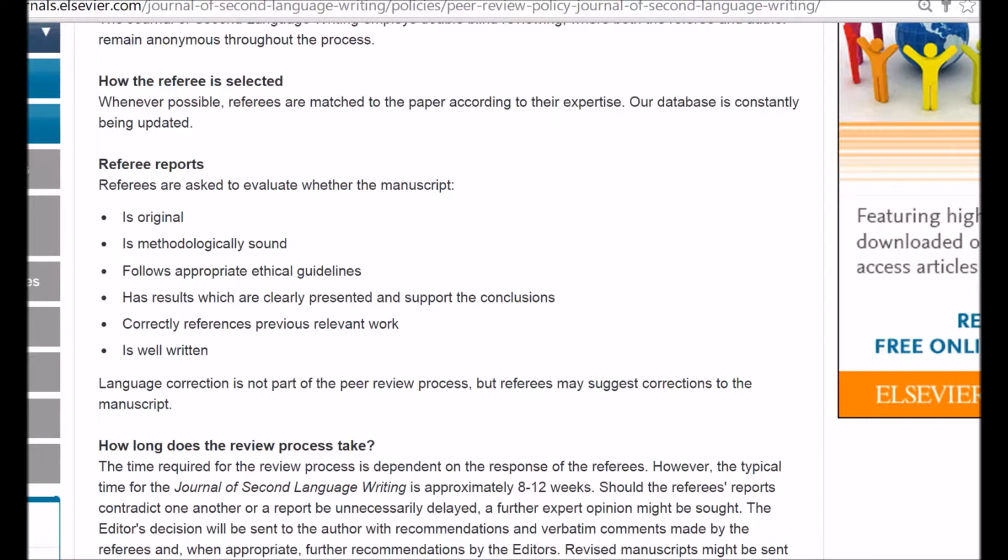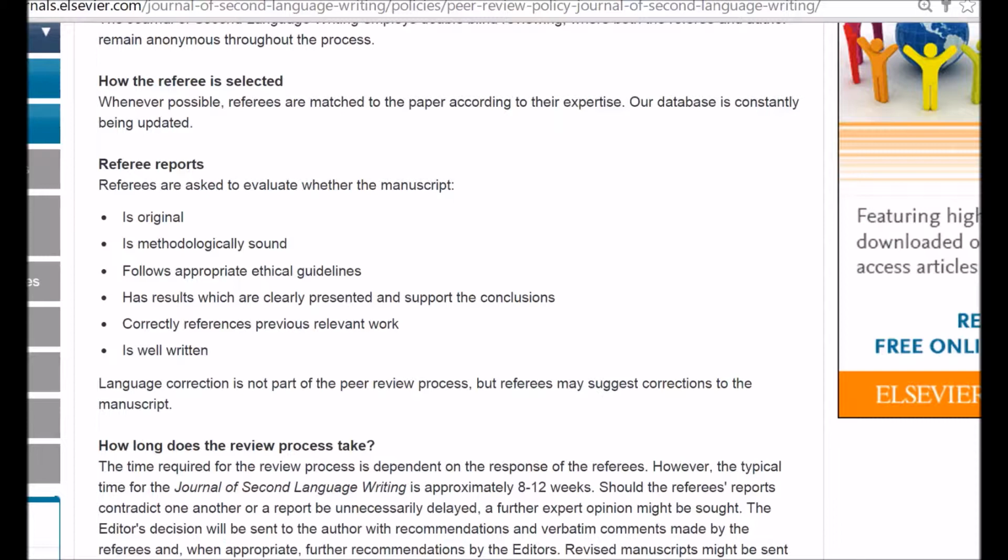Is it methodologically sound? It's kind of interesting, and I noticed some of the journals have special people in my field who do statistics, because we get a lot of articles that deal with statistics, and a lot of us are English majors and we don't deal with statistics. But it's up to, again, something you have to look at, to see if the methodology is good. Ethical guidelines. We'll talk later about ethical guidelines. Clearly presented results and support the conclusions.